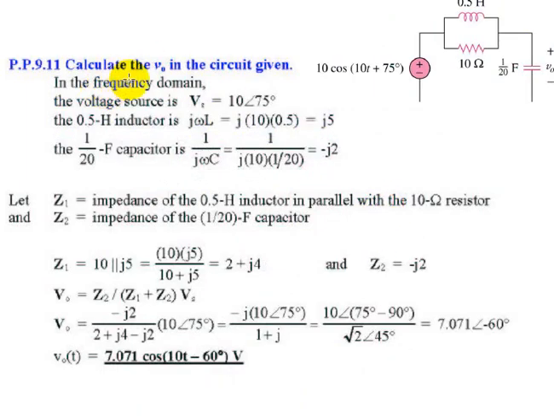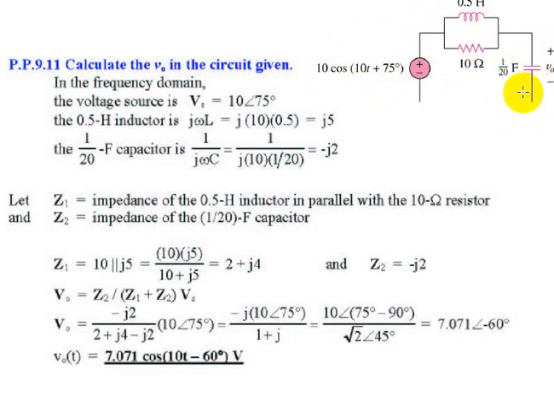So in this problem, they want to determine the V naught for this circuit. This is the V naught. This V is provided as input. We have these two elements in parallel. We need to determine the overall parallel impedance. Then we need to add this impedance with this network. Therefore we will get the total impedance. We have got the total impedance and we have got the supply voltage.